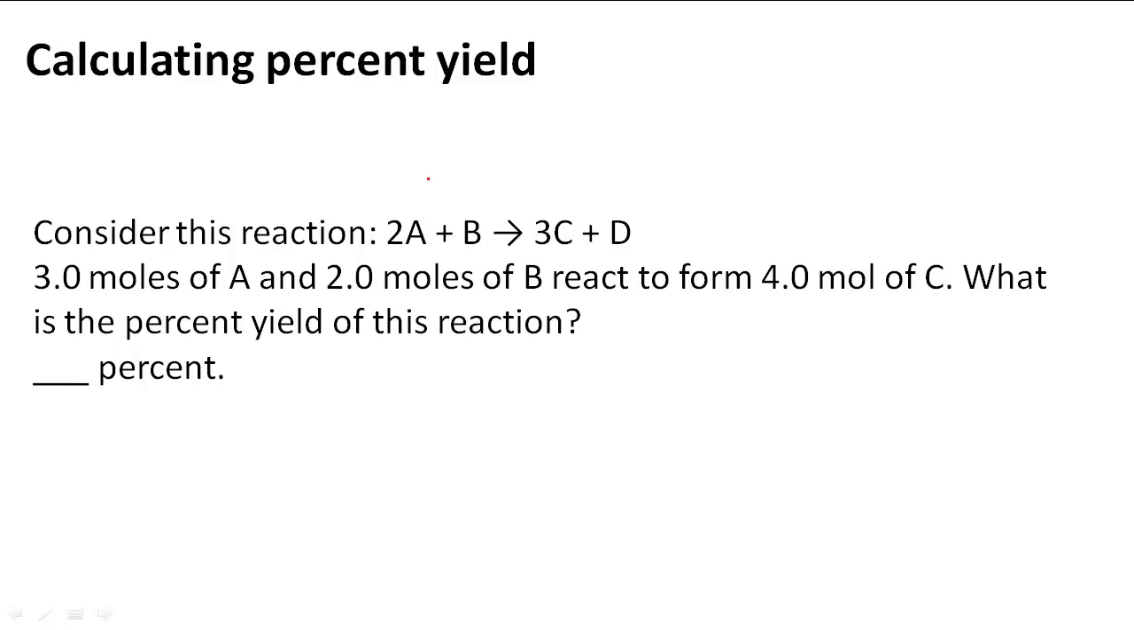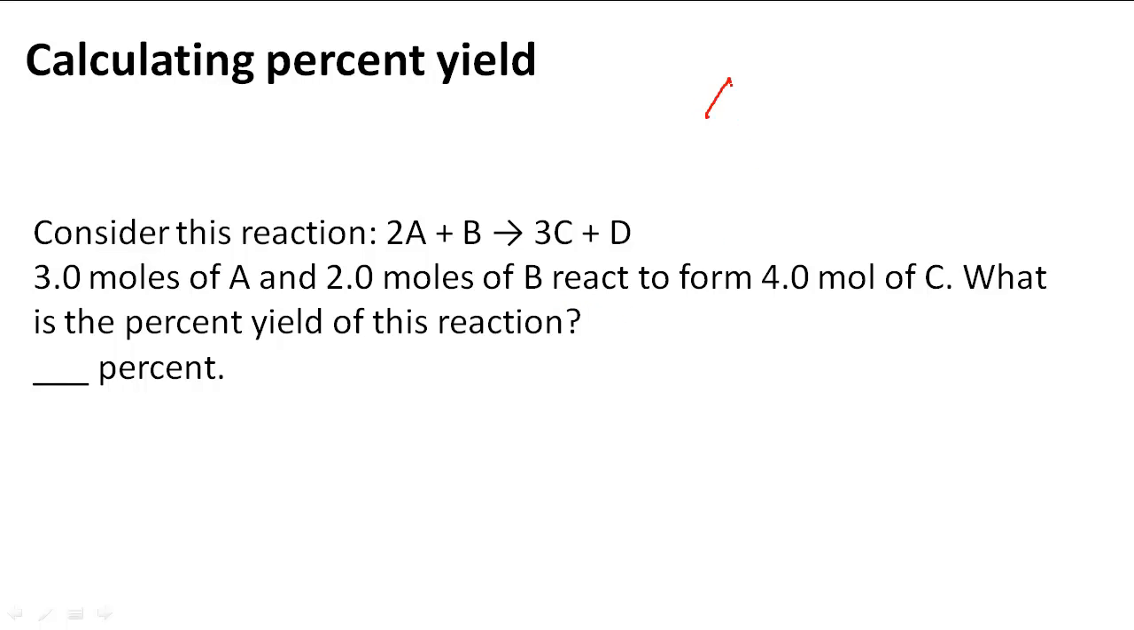Calculating percent yield. In this problem it says consider this reaction: 2A + B yields 3C + D. So A, B, C, and D represent some elements or compounds, and the 2 and 3 and the ones before B and D represent the coefficients. So 3 moles of A plus 2.0 moles of B react to form 4 moles of C. What is the percent yield of this reaction?